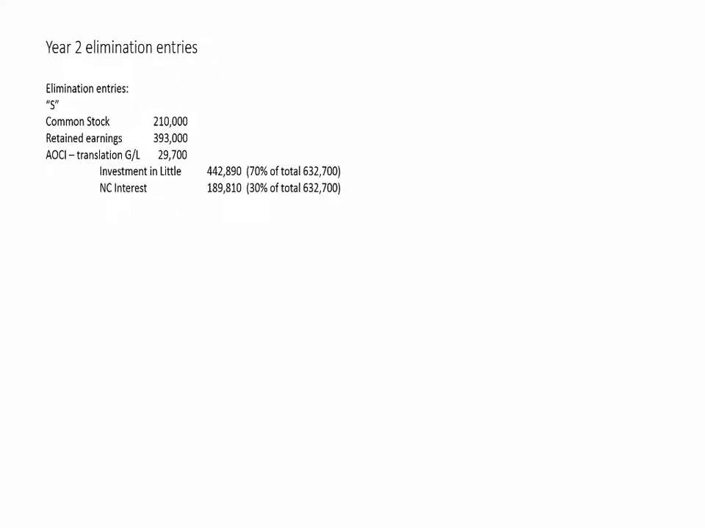Now we go through to our year 2 elimination entries, and here's where we have something new. As always, we're going to go ahead and eliminate the subsidiary's beginning of year owner's equity accounts, but among their owner's equity accounts is the accumulated other comprehensive income. And again, on their trial balance, they had a $29,700 credit balance in accumulated other comprehensive income. That is an equity account that needs to be eliminated along with all of their other equity accounts. So we add up all those debits, they total up to $632,700, and we're going to split that, as always, 70-30 between the investment in Little and the non-controlling interest.